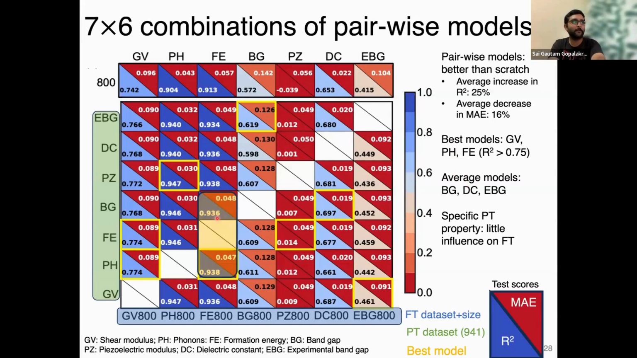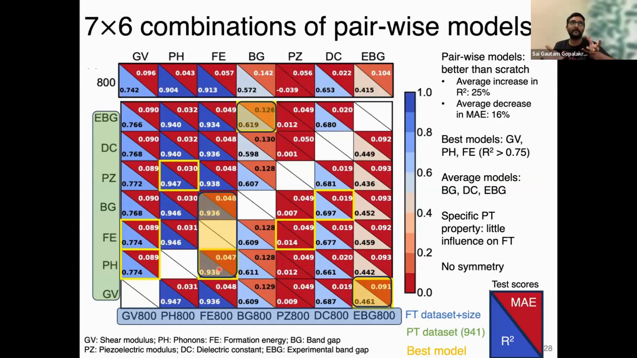One is that the specific property that you do pre-training on has very little influence on your target property. What I mean by that is, let's say you want to predict formation energies. It doesn't matter whether you pre-train on phonons or you pre-train on band gaps, you get very similar performance, right? This is something that is fairly non-intuitive, but it is very important to note for materials.